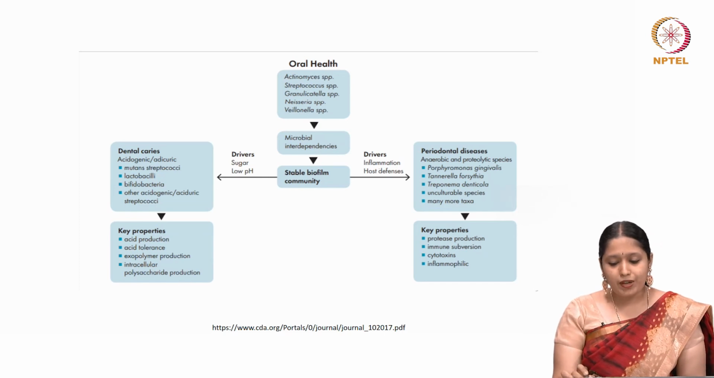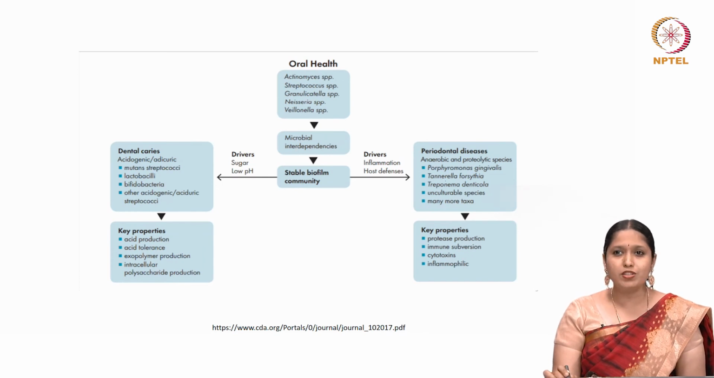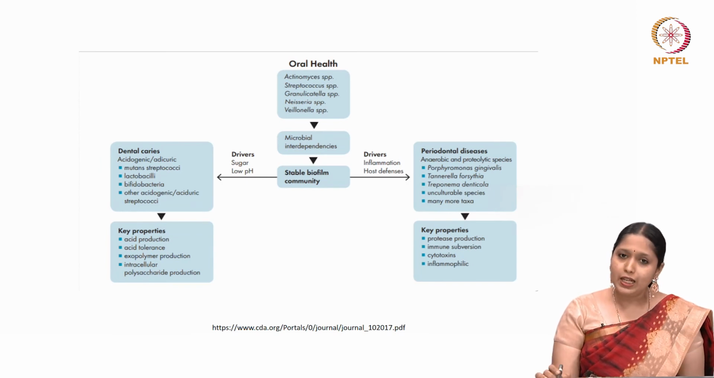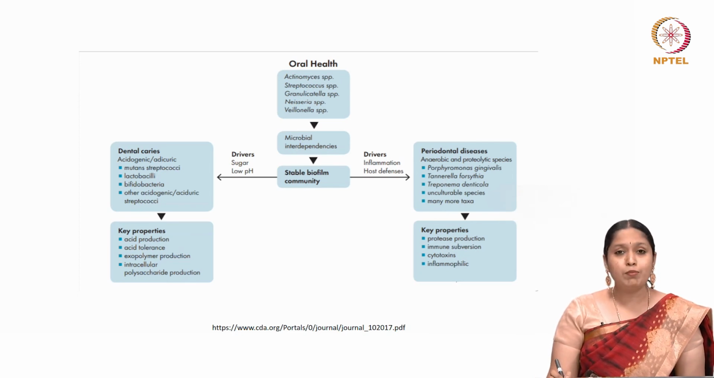On the other side, if other drivers or external stimuli come in, like inflammation and host defense, it leads to periodontal diseases, where there will be anaerobic as well as proteolytic species like Porphyromonas gingivalis, Tannerella forsythia, Treponema denticola and other unculturable species. The key properties are protease production, immune subversion, cytotoxins and being inflammophilic.